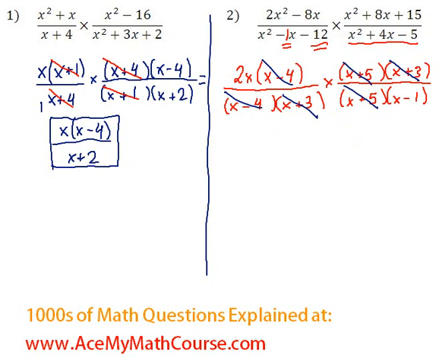So what are we left with on the numerator? Just 2x, right? That's it. And on the bottom, all these guys went away, so we just have the x minus 1. So that's it. That's all we have. 2x over x minus 1.